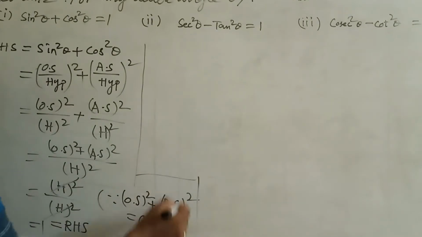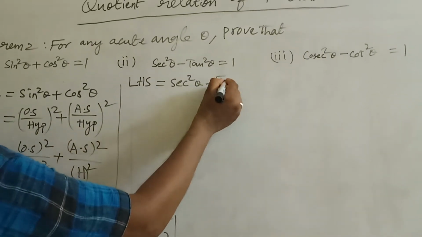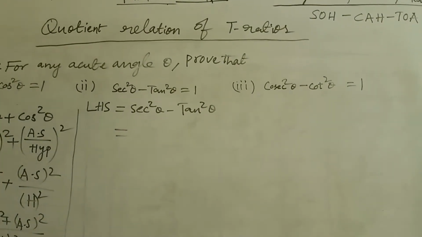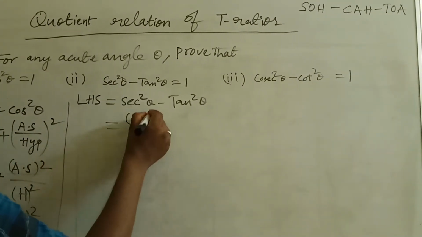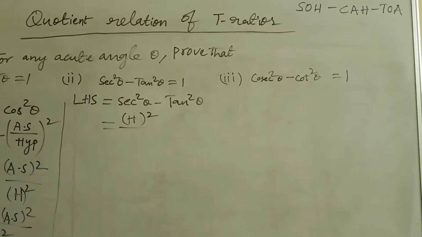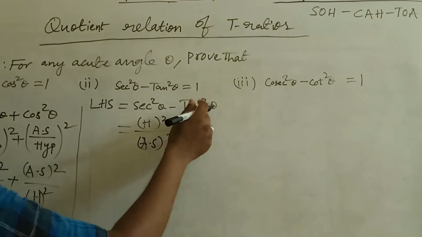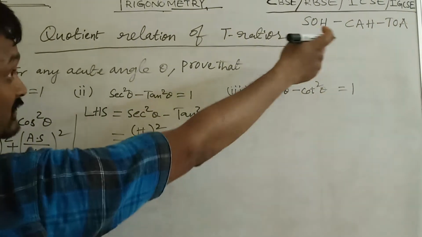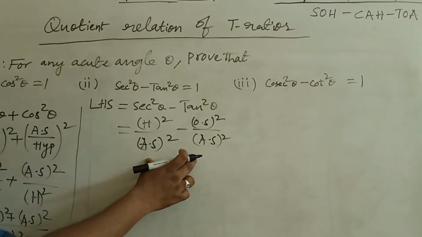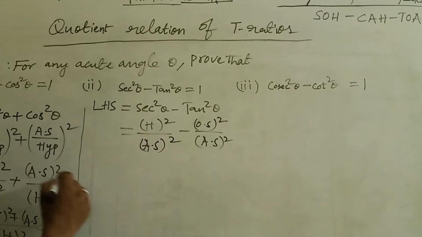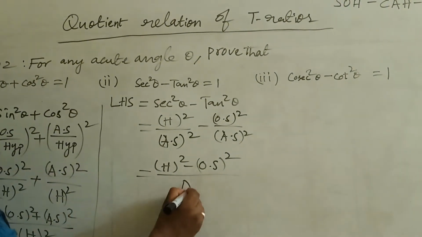Now we are going to the next question, that is secant square theta minus tan square theta is equal to 1. Same procedure. Secant square theta minus tan square theta. What is the secant square theta formula? Can you say? It is hypo square upon adjacent side square, minus tan square theta, which from TOA is opposite side square upon adjacent side square. Again like fractions, subtraction because of the minus symbol: hypo square minus opposite side square upon adjacent side square.